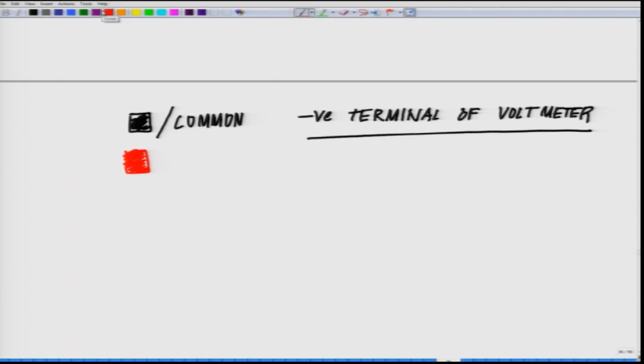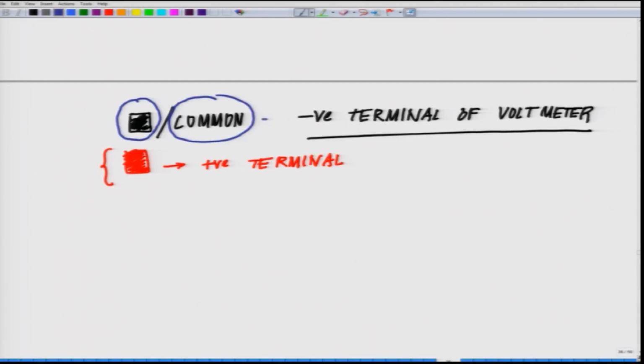Whereas the red terminal is the positive terminal. So, whenever now onward you handle a voltmeter, you should know that if it is red, it is the positive terminal, and if it is black, or if it is written common, then this is the negative terminal of the voltmeter. There are two catches: either it will be written common or it will be colored black. Keep these two aspects very clearly in mind.